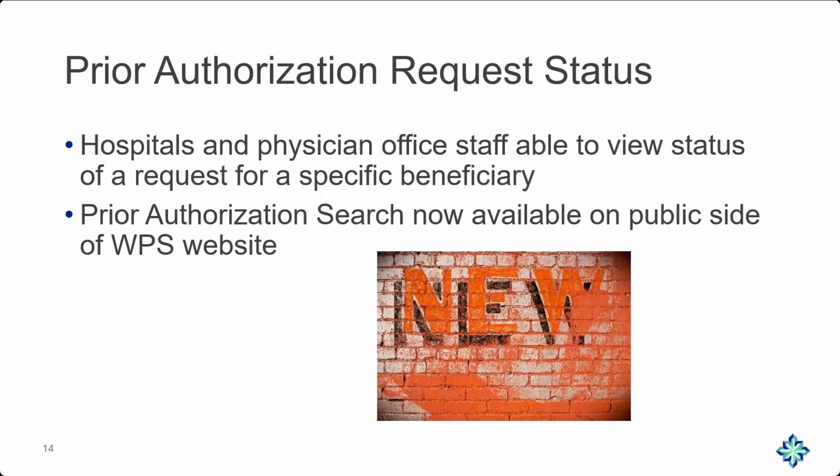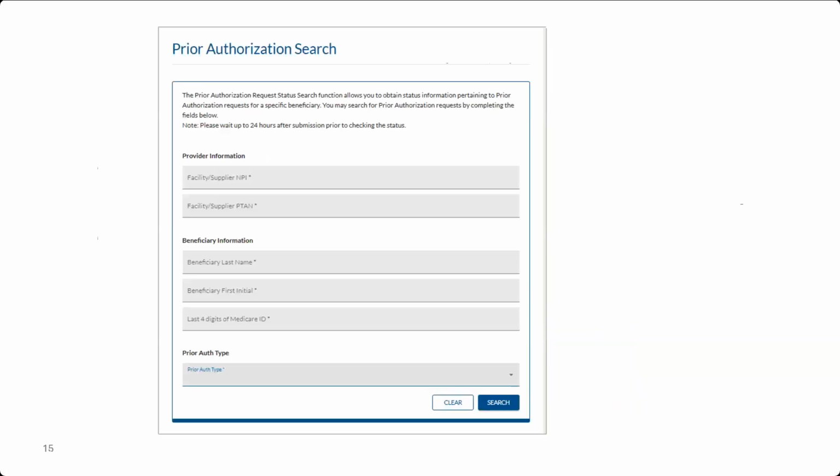I said it's in the tools section. You can also find it in our quick links. We're going to take a look at both of those places in just a moment here. And so then what it does for you is it presents you with a form that looks similar to this here, where you fill out that form, you enter the facility or the supplier's NPI and PTAN.